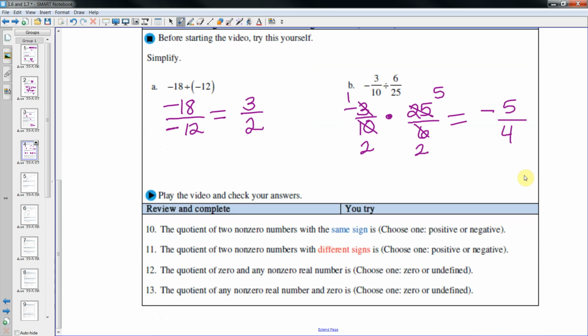So here's a little bit of a review. The quotient of two non-zero numbers with the same sign is going to be positive. The quotient of two non-zero numbers with different signs is going to be negative. If you have 0 divided by a non-zero number, the answer is 0. But if you have the non-zero number coming first, in the numerator, and zero on the denominator, coming second, you can't divide.